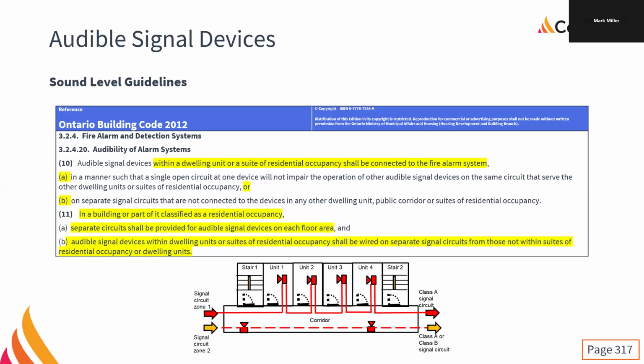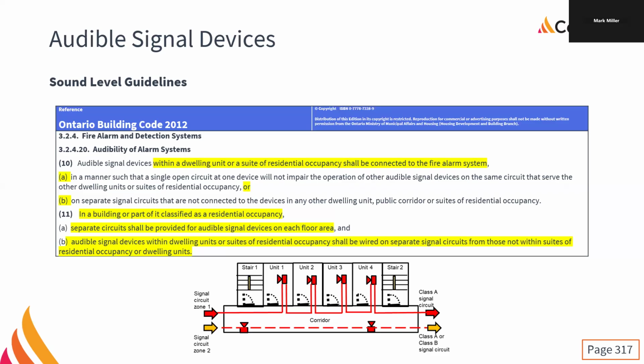Right, so that's the first chunk. So the horns inside the apartments, we have to wire them as a Class A, so that if angry neighbor Bob disconnects their horn because they keep getting annoyed, we're not going to affect the other residents. Right? So that angry neighbor Bob is not putting them in danger.